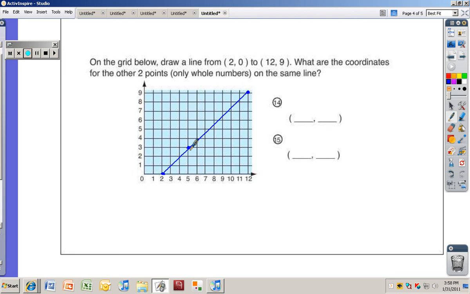4, 2. I better do that again. It doesn't even look like it's crossing there, huh? Yeah, I think I need to line it up a little bit better. Did I get the right points? Okay, 12, 9.